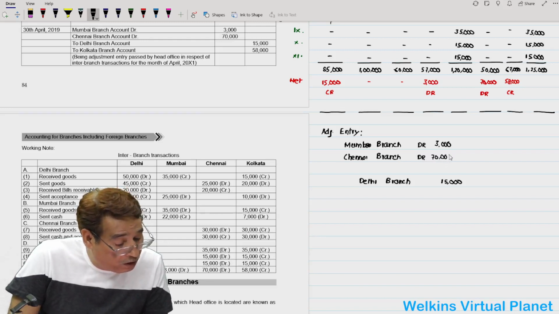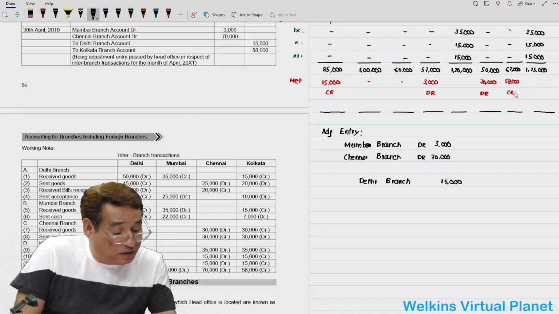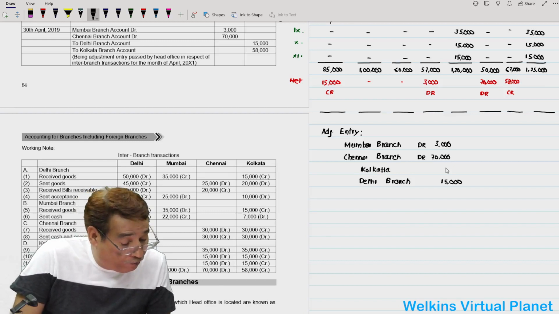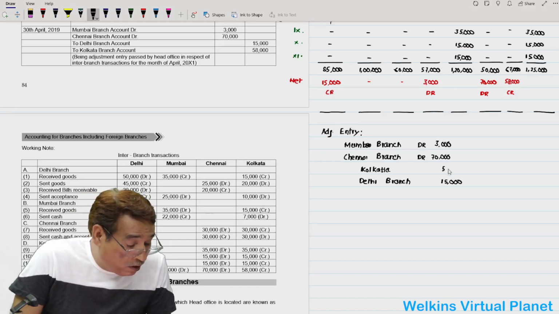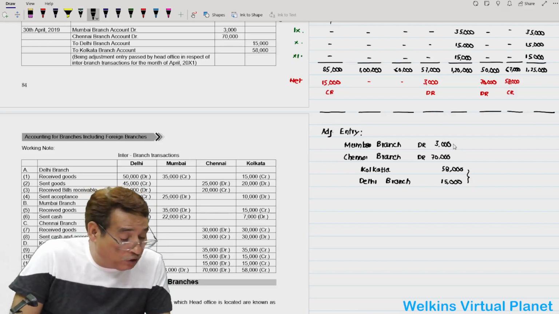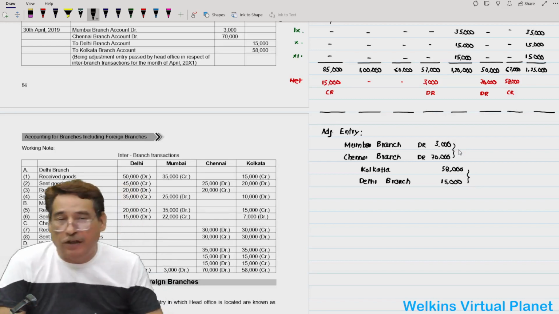However, in case of Kolkata, there is credit balance. So you will write here to Kolkata, that is equal to 58,000. Now, obviously, the credit and debit totals should match. If I add these two totals, it will be equal to 73,000. It will also be equal to 73,000.